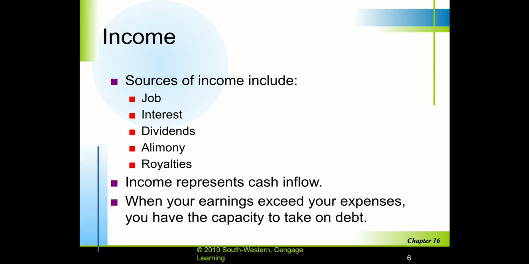The sources of income include your job, interest that you may be making on savings or stocks, dividends that you're getting from stocks, alimony, which would be payments from a spouse or ex-wife or husband, and then royalties, which could be money that you're making on some kind of thing that you've put out there, a product or a business or something. So that's your cash inflow. And when your earnings exceed your expenses, then you have the capacity to take on debt. But if your expenses are higher than the amount of money that you're earning, then you're in trouble and you may not qualify for credit.